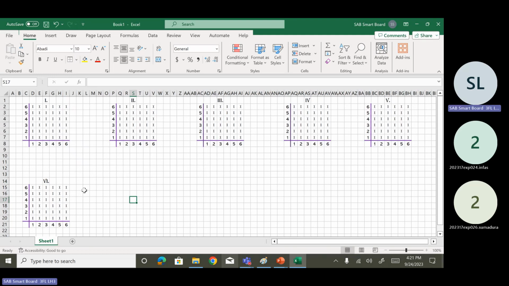First one: both even. So 2-2 possible. 2-4 possible, 2-6 possible, 4-2 possible, 4-4 possible, 4-6 possible. 6-2 possible, 6-4 possible, 6-6 possible. Both even numbers. So there are 9 possibilities out of 36.